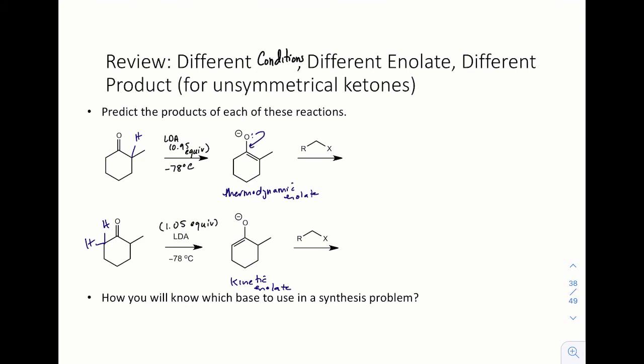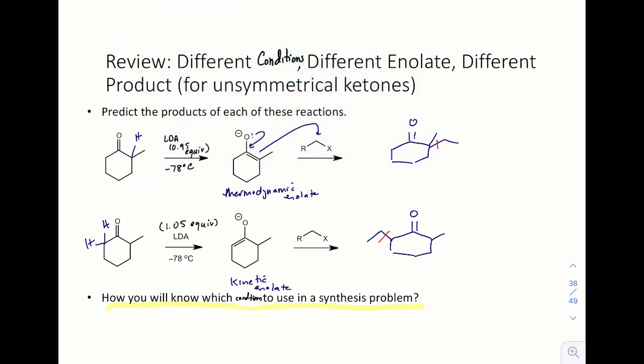Either the thermodynamic enolate or the kinetic enolate, depending on the product desired, can be alkylated to generate a substituted ketone, making a carbon-carbon bond. How will you know which conditions to use in a synthesis problem? Well, it depends on which alpha carbon is reacting.